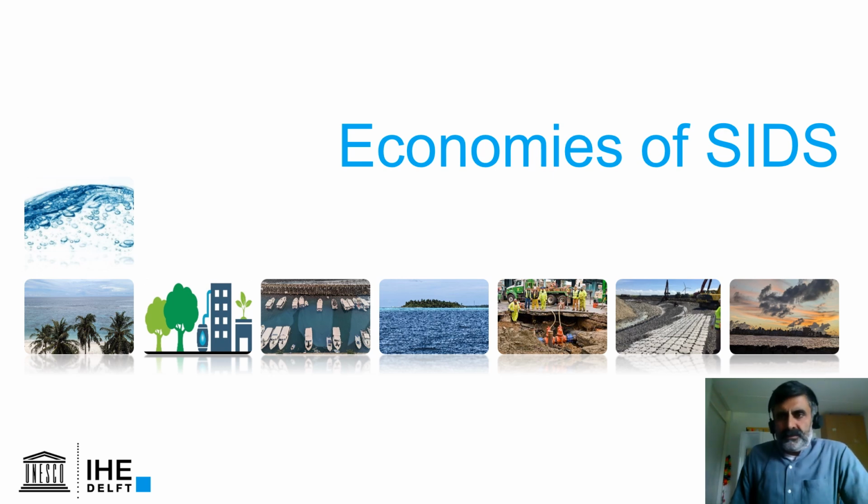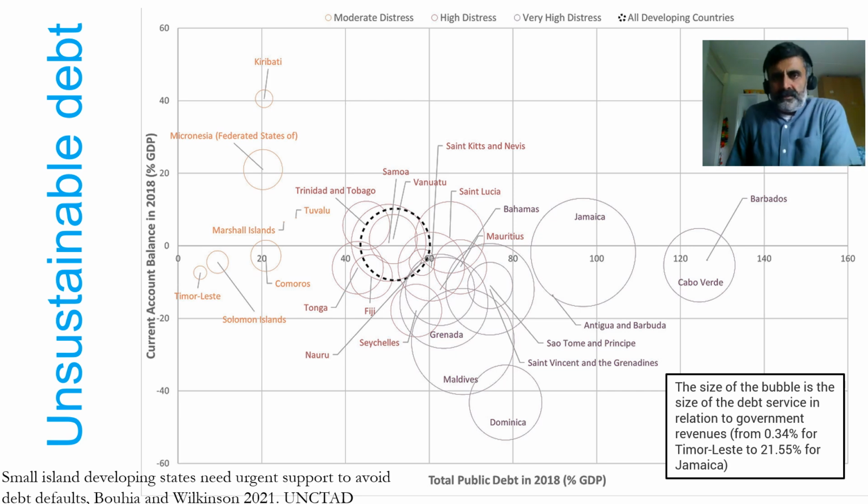Economies of small island developing states. Small island developing states face unsustainable debt levels, urgently needing support to avoid economic defaults. This graph illustrates the public debt and the current account balance of various small island developing states as of the year 2018, with bubble sizes indicating the debt service relative to government revenues. For example, Jamaica has a debt service ratio of 21.5. Immediate action and comprehensive debt relief are crucial for these vulnerable states to manage their financial challenges and ensure sustainable development.